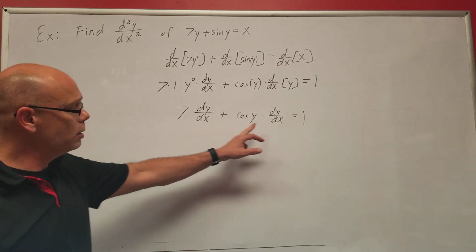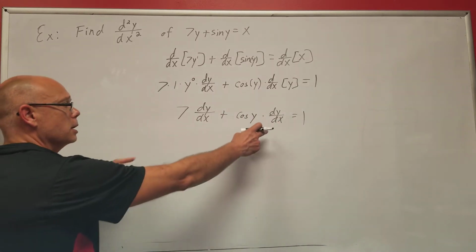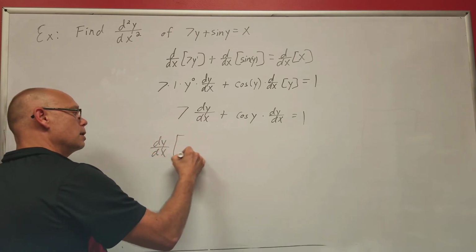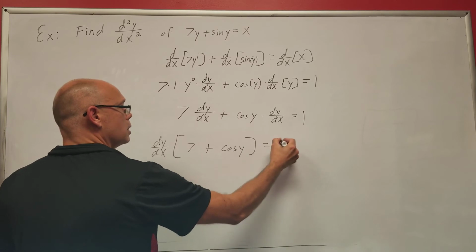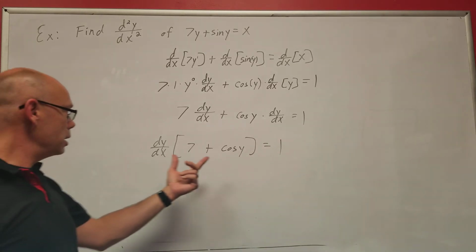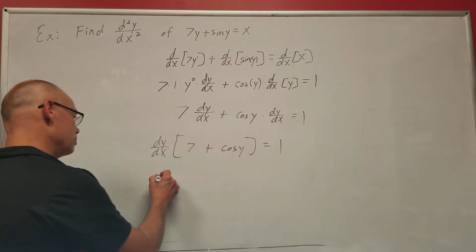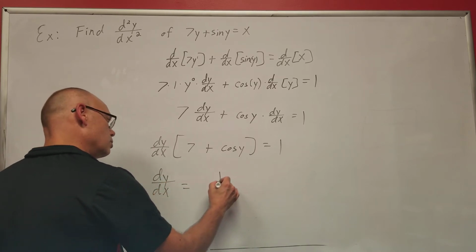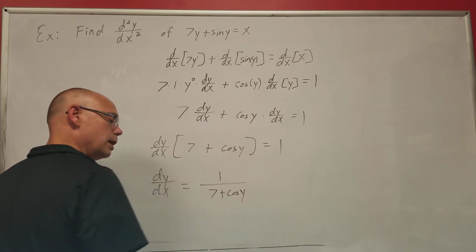So let's solve for dy over dx. We're going to factor it out of both of these terms right here. So dy over dx times (7 plus cosine of y) is equal to 1, right? Now divide both sides by 7 plus cosine of y, and you have dy over dx is equal to 1 over 7 plus cosine of y.